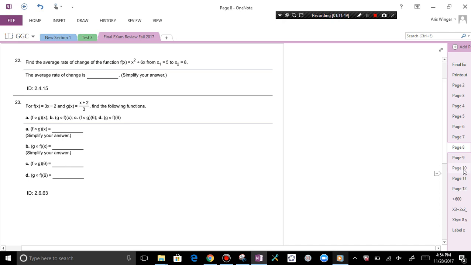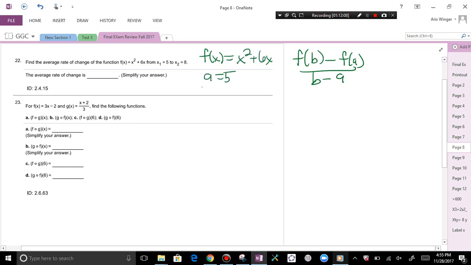Couple more. Average rate of change of a function is just f of the second number minus f of the first number over the difference between the two numbers. Here we have this function f of x is equal to x squared plus 6x. In this case, a is 5, b is 8. We're just basically finding the slope between these 2 points on the graph of f.